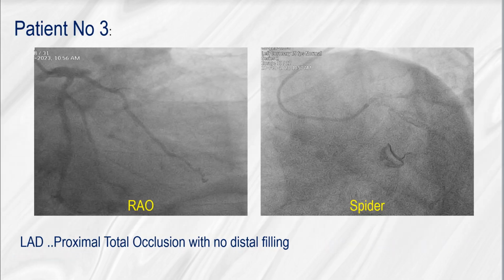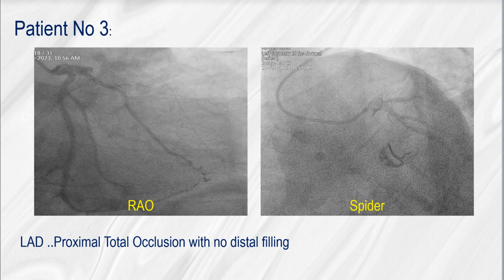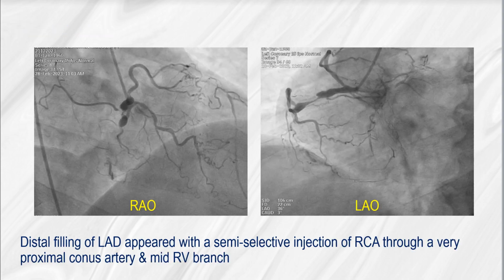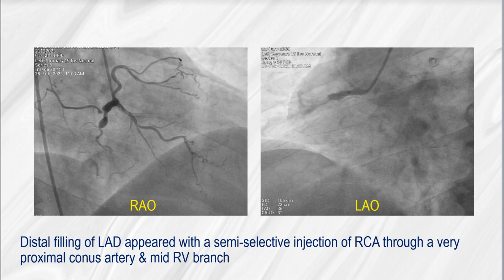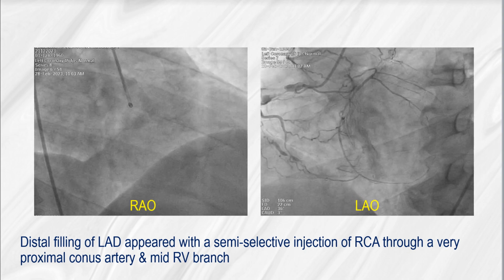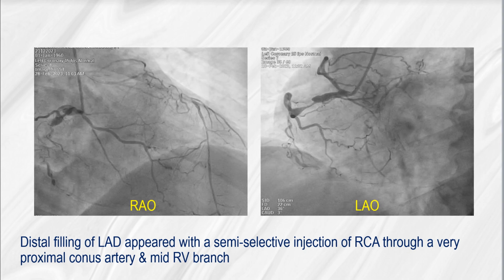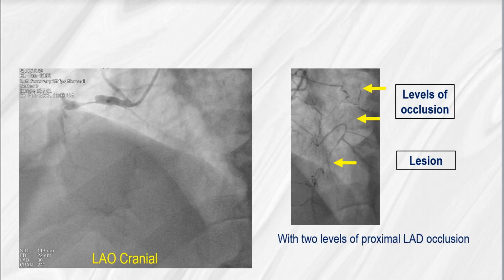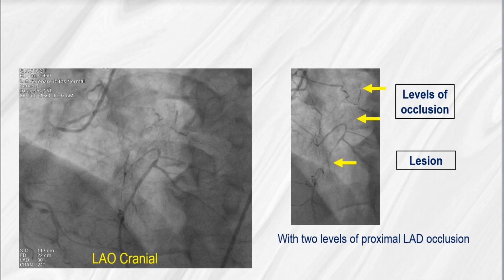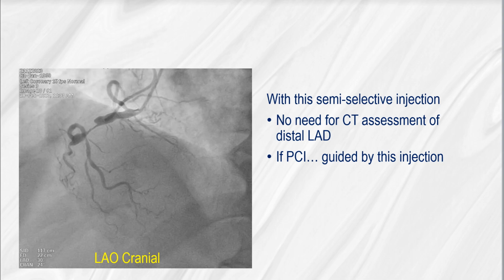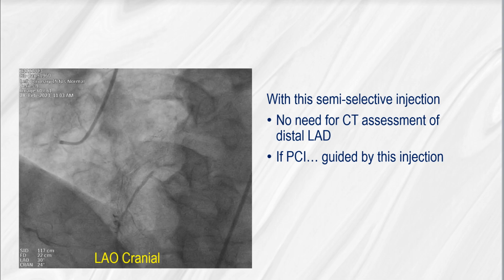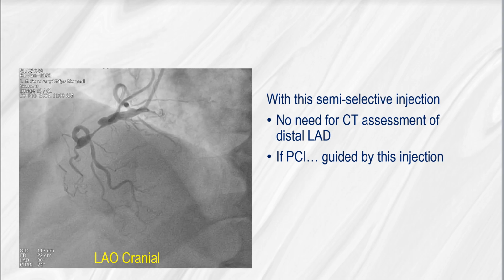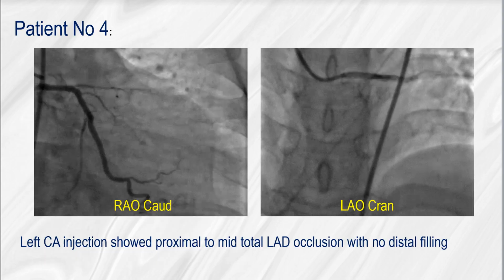Regarding the third patient, there is LAD proximal total occlusion with no distal filling. Distal filling of the LAD appeared with a semi-selective injection of the RCA through a very proximal conus artery and mid-RV branch. It is a branching conus artery with two levels of proximal LAD occlusion. With this semi-selective injection, there is no need for cardiac CT assessment of the distal LAD, and if PCI is to be done, it is guided by this injection.